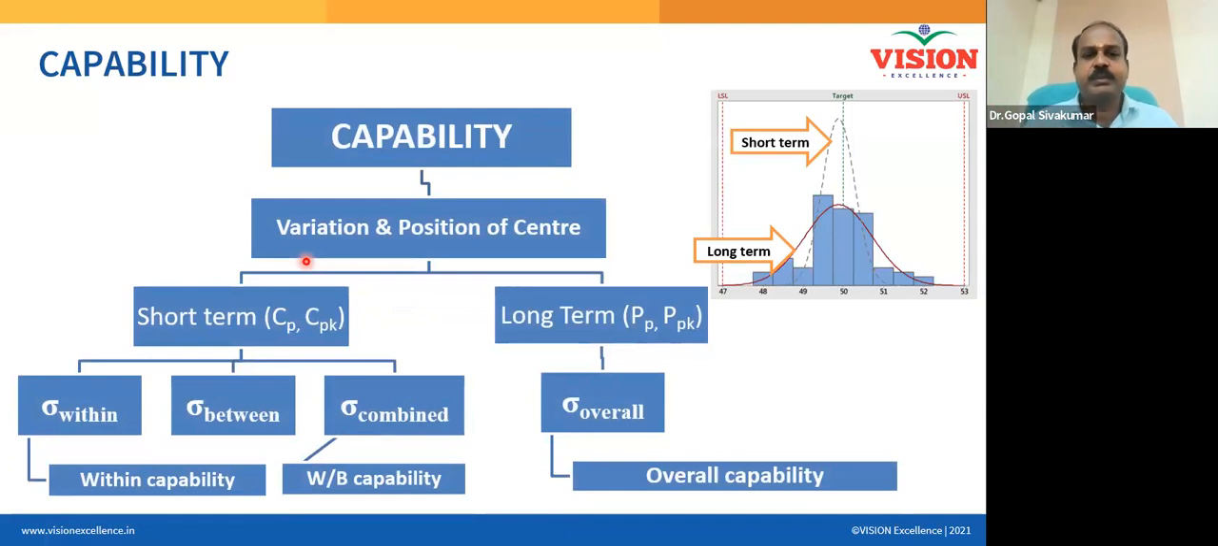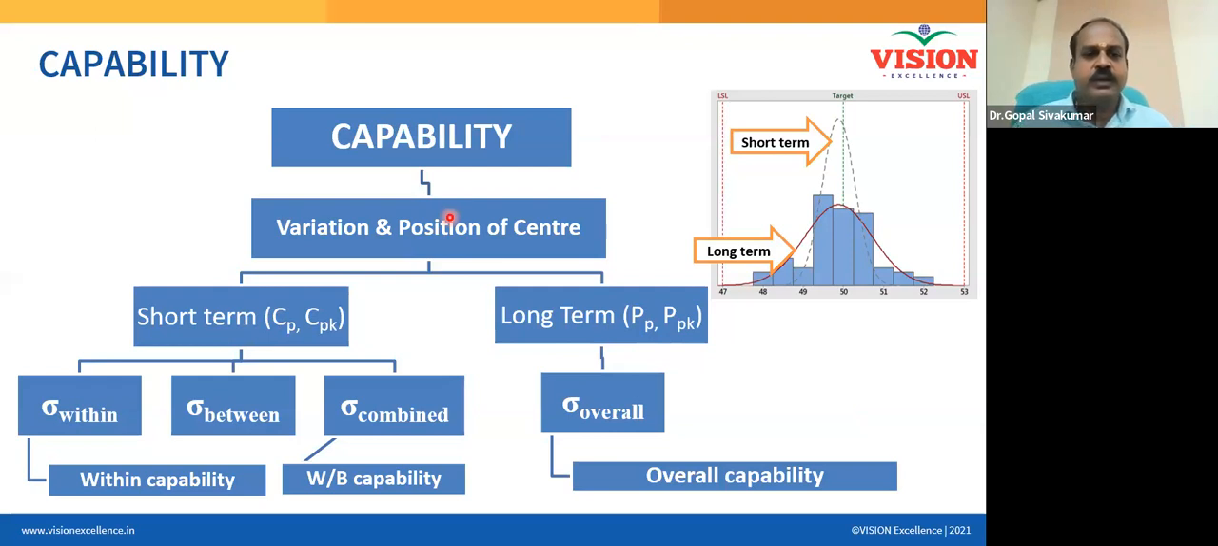Now, capability depends on variation and then position of the center. Hope all of you know this. And accordingly, we have two types of capability. One is short-term capability, another one is long-term capability. The short-term capability is Cp/Cpk and long-term capability is Pp/Ppk.